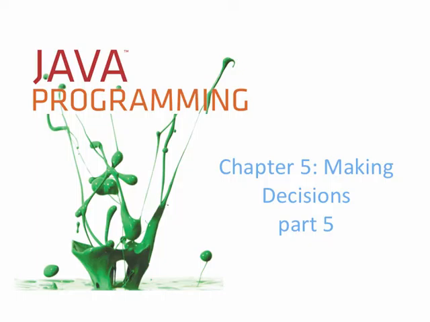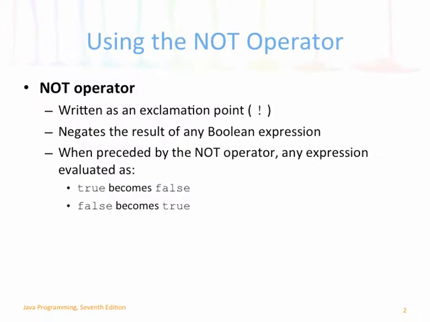Chapter 5, Making Decisions, Part 5. Using the not operator. The not operator is written as an exclamation point, and it negates any Boolean expression. So if you have a Boolean expression that is true, putting the exclamation point in front of it will make it false. If you have any Boolean expression that is false, putting the not in front of it will make it true.